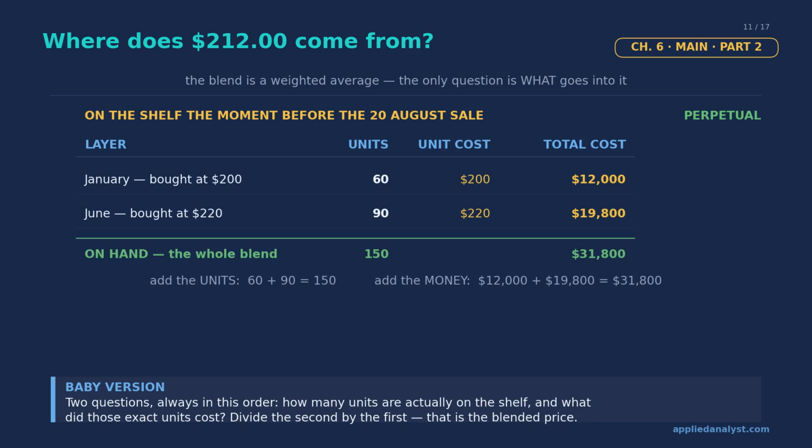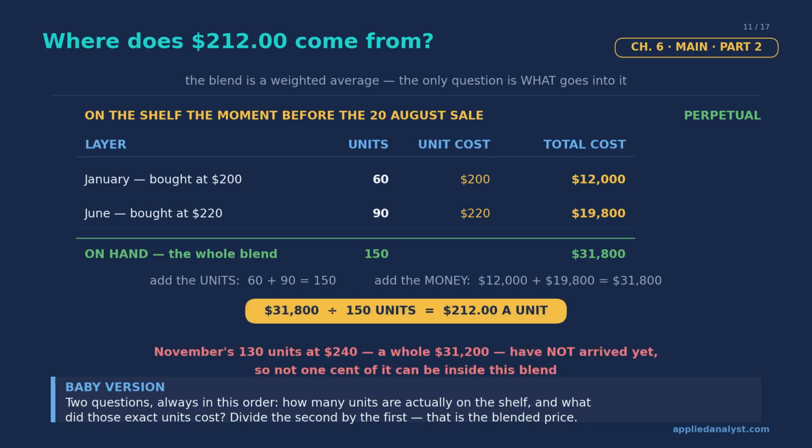And add the money. 12,000 plus 19,800 is $31,800. That is where both of those numbers come from, nowhere else. Last step, divide the money by the units. 31,800 divided by 150 gives you $212 a unit, exactly. And notice hard what is not in that blend. November's 130 units at $240 have not arrived. You cannot average in stock you do not own yet. That one fact is the whole difference between the perpetual average and the periodic one, and it is where marks get lost in an exam.